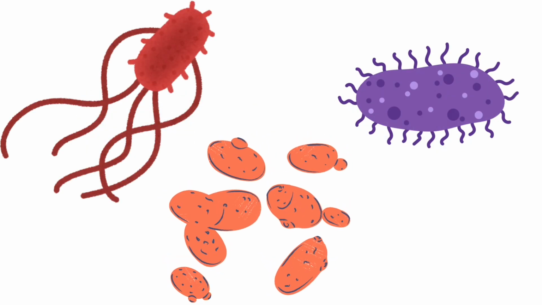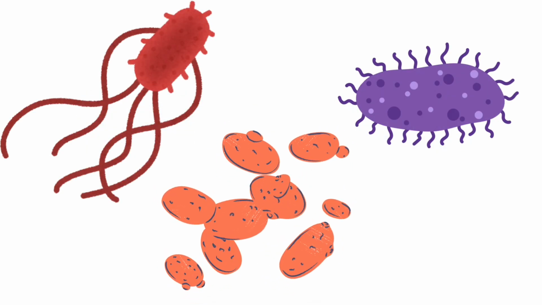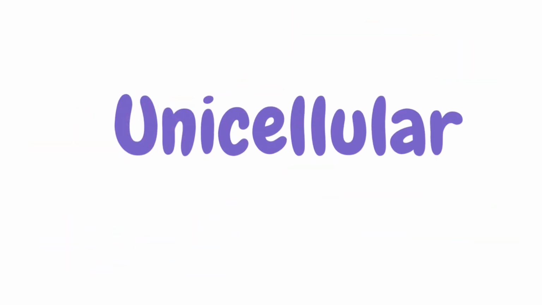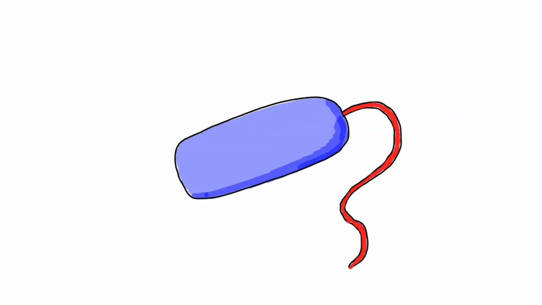There are some living things that are each made of only one single cell. These include bacteria, protozoa, algae, and some types of fungi. We use the word unicellular to describe this group of living things because uni means one. So bacteria are an example of a unicellular organism.